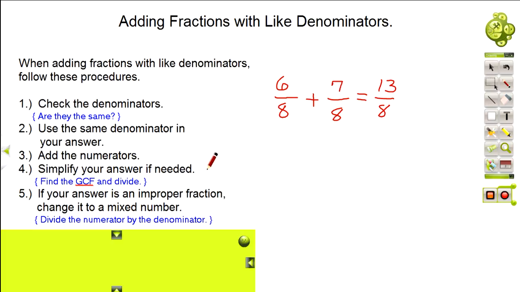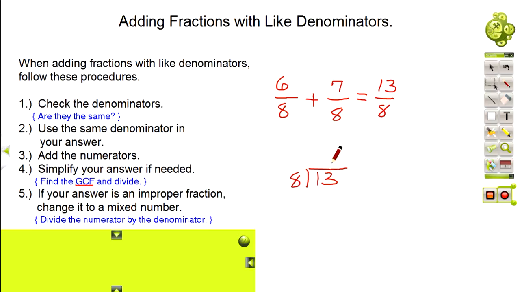Sometimes kids like to do the simplifying before they do step 5. Other times kids like to simplify after they do step 5. Either way, you will want a simplified answer for your final answer. Step 5, check your answer, see if it's an improper fraction, and then change it to a mixed number. You change it to a mixed number by dividing your numerator by your denominator.